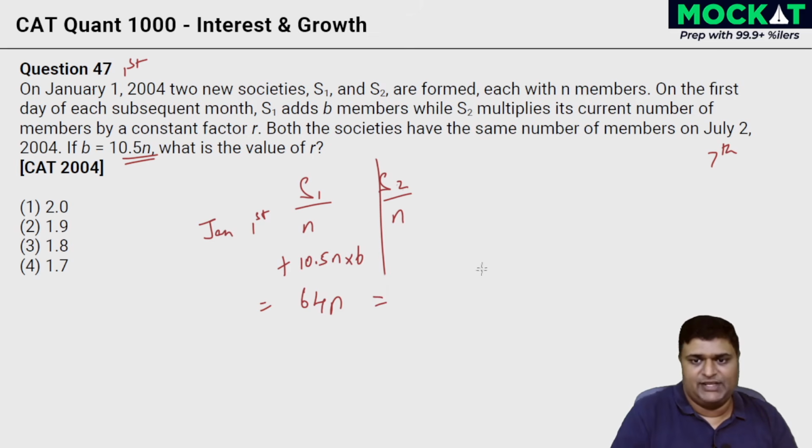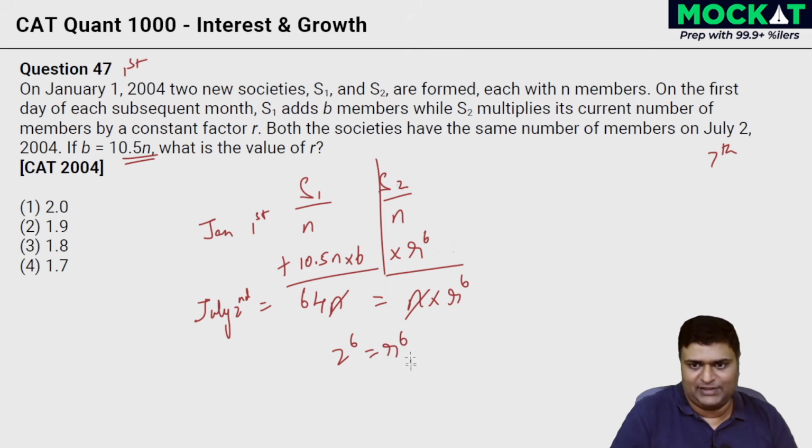64n. This is equal to something, right? What does it say? Both the societies have the same number on July the 2nd, right? What's happening to S2? It multiplies its current number of members by a constant factor r. So you kept multiplying with r. How many times? A total of 6 times, which is nothing but r power 6. So 64n equals n into r power 6, and you can simplify. 64 is 2 power 6. You should be knowing that at this stage. Cancel these, and r equals 2, so option 1 is the answer for this question.